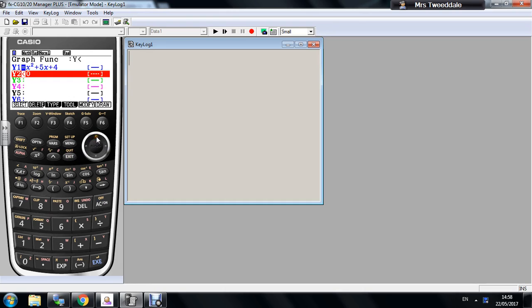If I go back in, I'll do a different example. So this time I'm going to have a completely different equation, minus 3x squared plus 5x, and I'm going to change my type to equals. Doesn't seem to like that. I'll try again. Delete. Type equals. Okay, y is equal to minus 3x squared plus 5x.